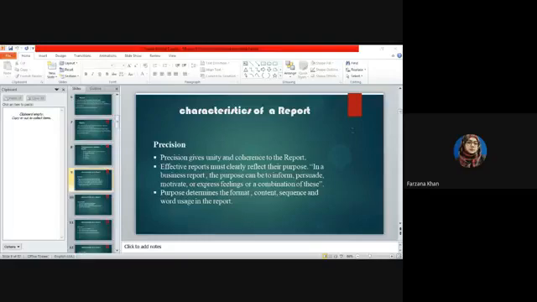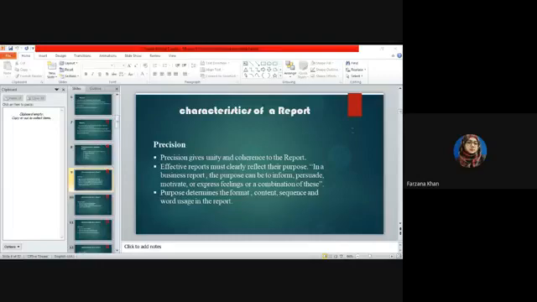First characteristic of the report is the precision. Precision gives unity and coherence to the report and makes it a valuable addition, a valuable document, a presentable document. Effective reports must clearly reflect their purpose. The purpose should direct the investigation, analysis, and recommendations. The purpose basically determines the format, content, sequence, and word usage in the reports. That's why your purpose should be clear to you.